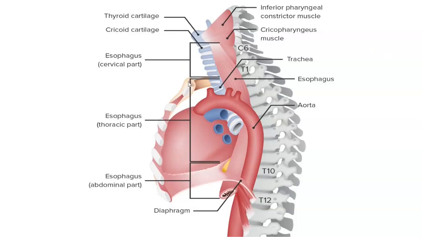As you can see here, this is the cervical part, this is the thoracic part, and this is the abdominal part. Here in front you can see the abdominal aorta and the vessels, and posteriorly you can see the vertebrae, and you will also find the trachea anteriorly over here.